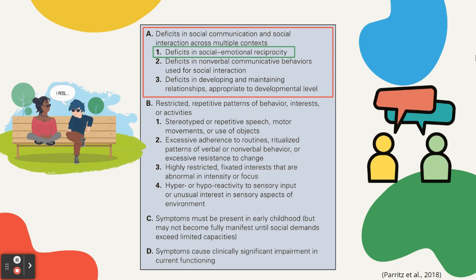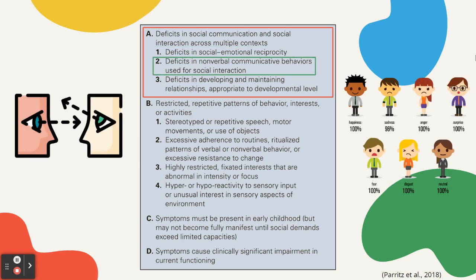For social emotional reciprocity, this is when people have a hard time engaging in back and forth conversation, or they struggle to share their emotions or their interests. They may also struggle to share their needs and may provide inappropriate responses to questions when asked.